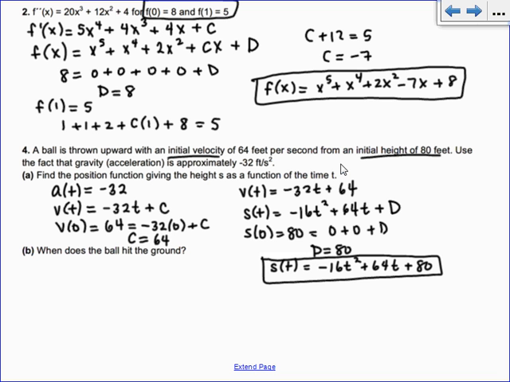So part B says, well, when does the ball hit the ground? So if the ball is going to hit the ground, that means our height or our position is equal to 0. So we're going to have s is equal to 0.